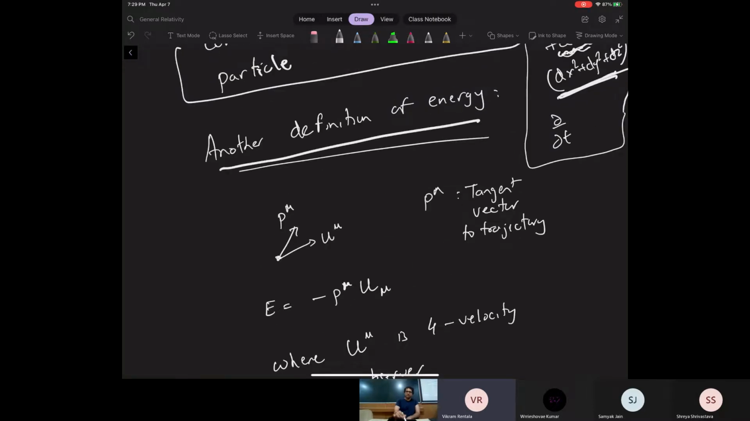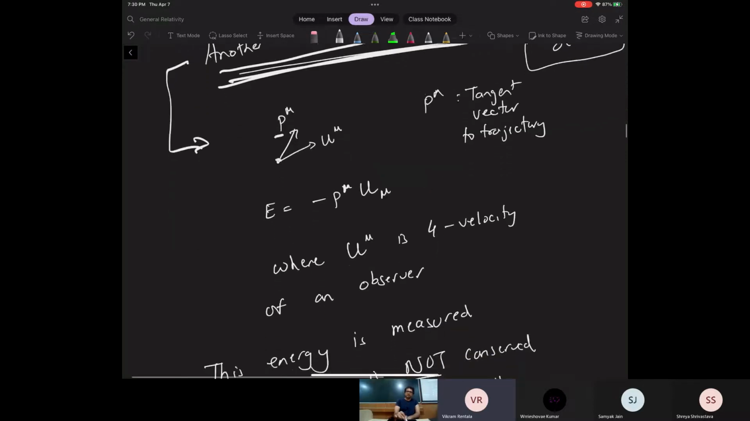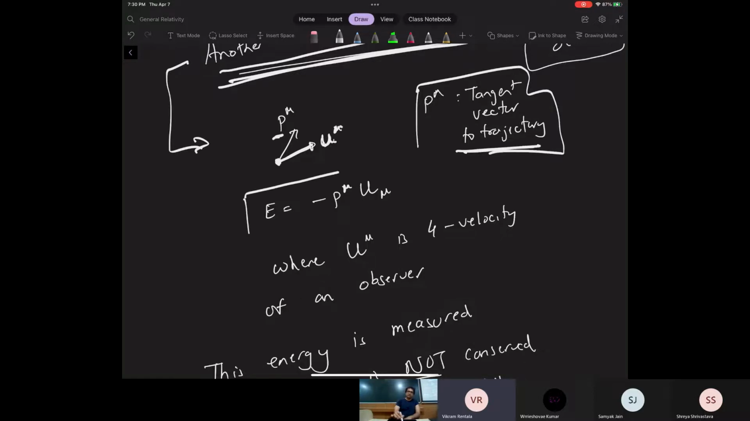There is another definition of energy which is sometimes used in general relativity. Suppose you have a particle moving along some trajectory, and p^μ is the tangent vector to that trajectory. Then if you have another observer who happens to be at the same spacetime point as that particle, with 4-velocity u^μ, the energy as measured by this observer is -p_μ u^μ.